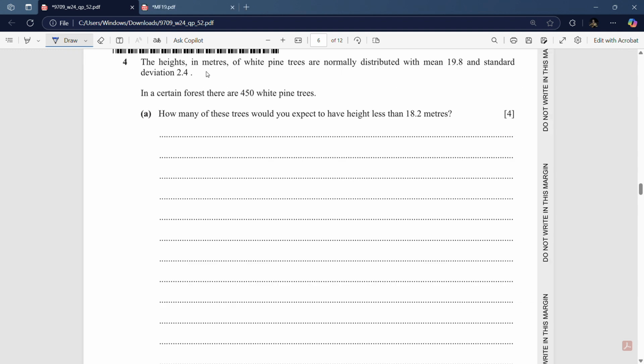The heights in meters of white pine trees are normally distributed, so it's normal distribution, with mean 19.8 and standard deviation 2.4. In a certain forest there are 450 white pine trees. How many of these trees would you expect to have height less than 18.2 meters? So we should find the probability of getting less than 18.2.